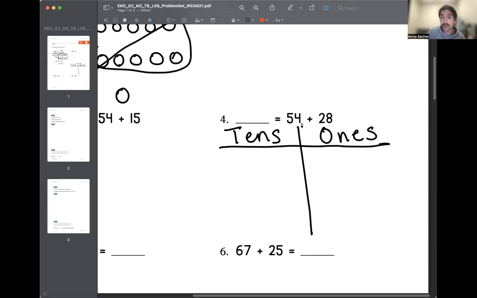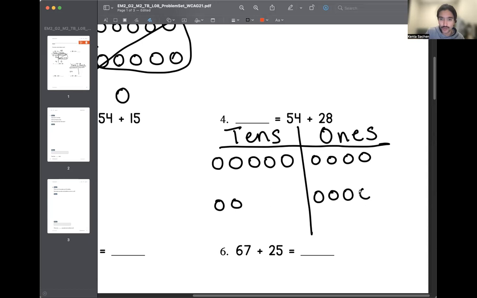We're going to start by drawing 54. And again, I'm going to keep my work organized. So draw it just like I'm doing. 1, 2, 3, 4, 5. And then 4 1s. 1, 2, 3, 4. That's 54, right? 10, 20, 30, 40, 50. 1, 2, 3, 4. 28, I'm going to have 2 10s. And look, I'm leaving a little bit of space. And 8 1s this time. 1, 2, 3, 4, 5, 6, 7, 8.